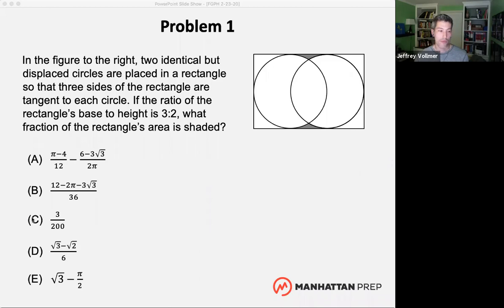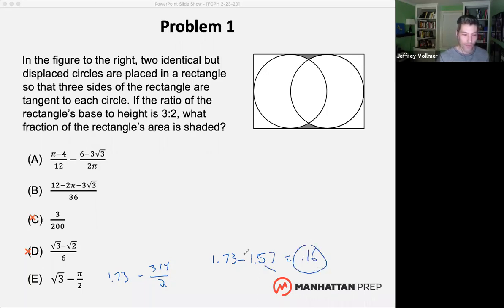All right, so C's out, D's out, we need some pi stuff. Let's take a look at E. Root 3, well root 3 was 1.73-ish. Pi over 2, well that's like 3.14 over 2. What is this going to be? That's going to be less than 1.6. All right, 3.2 divided by 2 would be 1.6. So this looks like 1.73 minus 1.57. That's about 0.16, which is like a sixth.